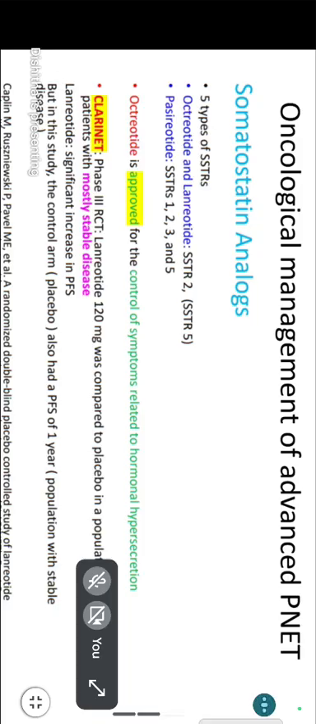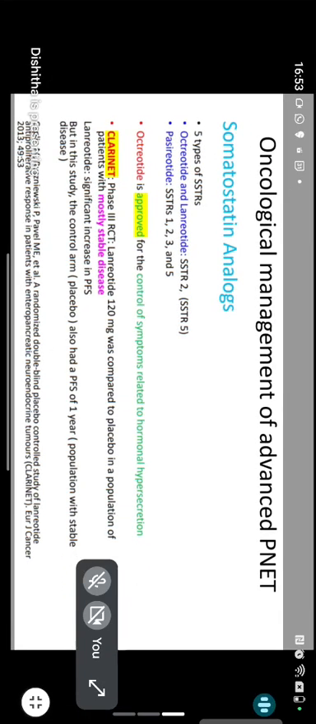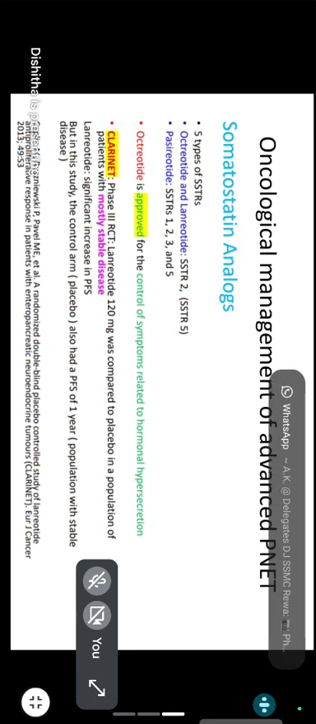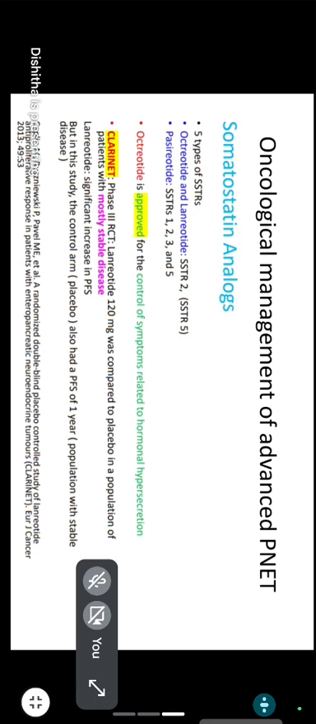In case of advanced PNET, for medical management, somatostatin analogs, octreotide and lanreotide, are the ones that are approved. Octreotide is approved for the control of symptoms related to hormonal hypersecretion. The CLARINET trial is important, where it was an RCT in which lanreotide 120 mg was compared with placebo. They saw a significant increase in PFS whenever lanreotide was used. But even in the control arm where placebo was used, the patients had a progression-free survival of 1 year. It's because most of the patients we used were the ones with stable disease.